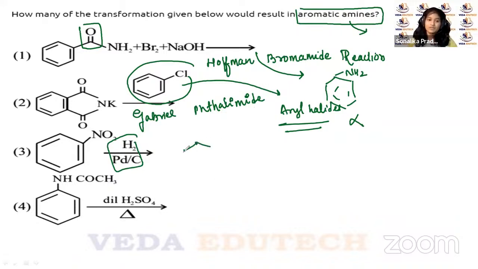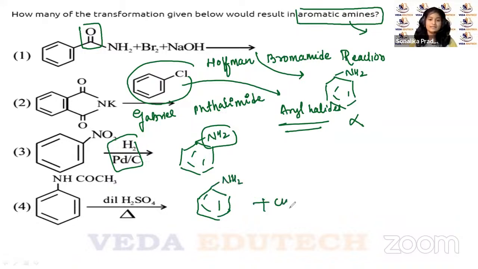You get amine. So here you are going to get again NH2. Yes or no, children? Here also you are going to get NH2. Now this one, if you see, it's a direct reaction. You're going to get here NH2 and CH3COOH. So you're going to get this.